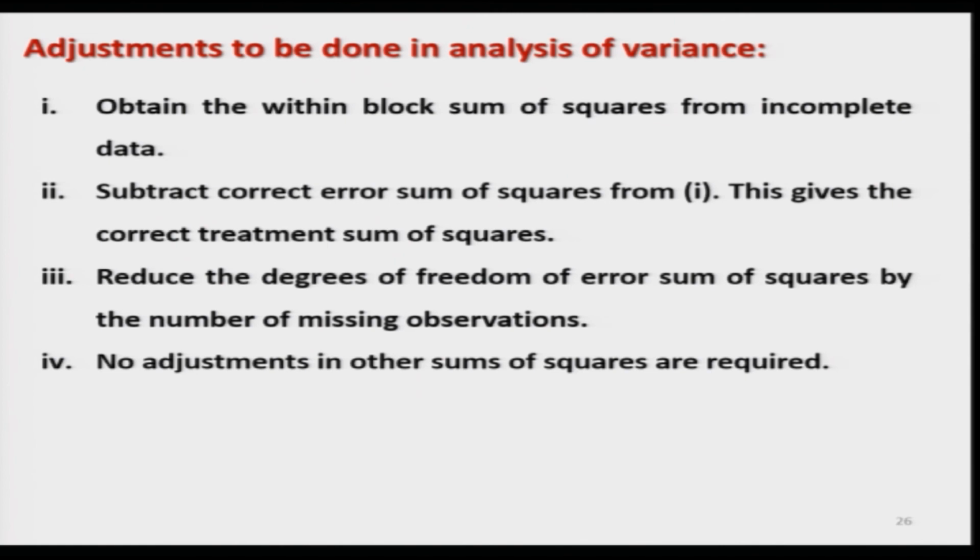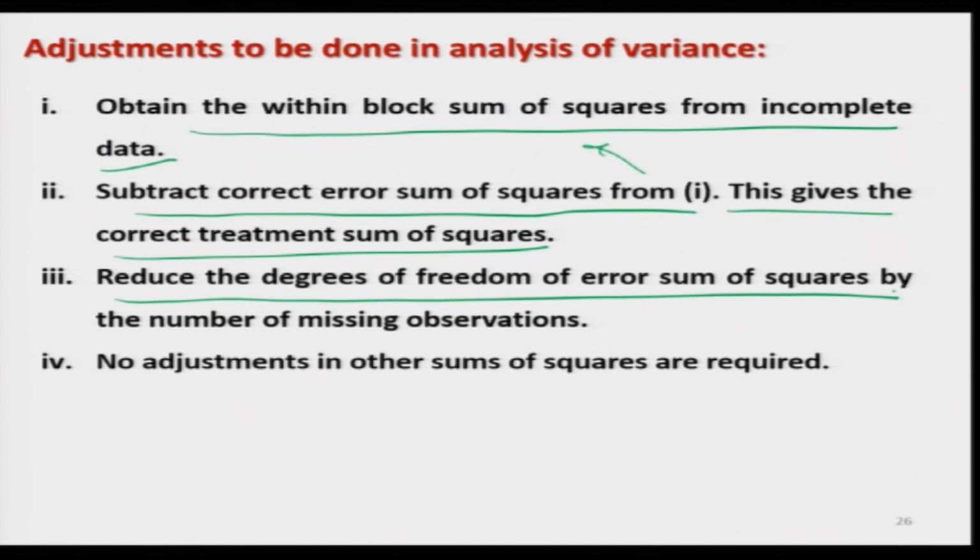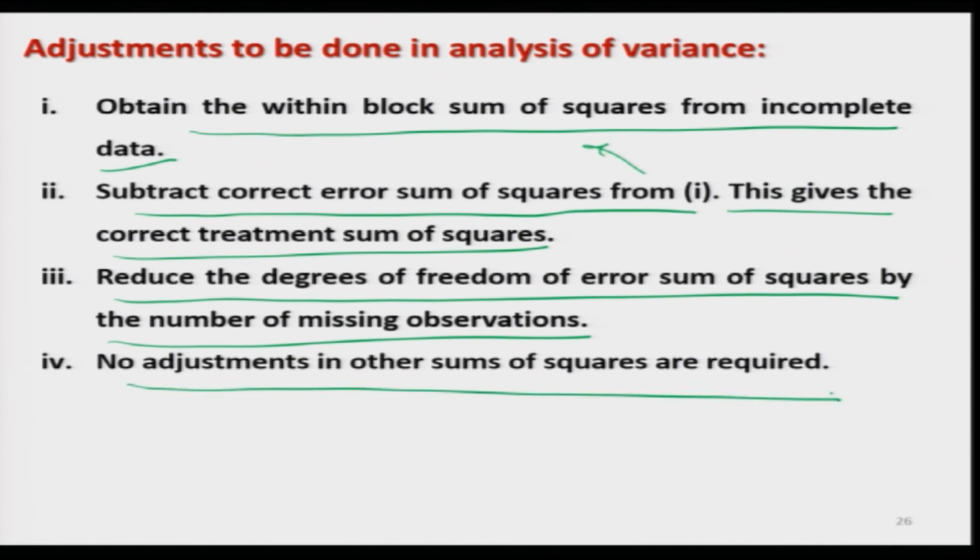Right. Now, what adjustments do you have to make in this analysis of variance? First, we have to obtain the within block sum of squares from the incomplete data, and then you have to subtract the correct error sum of squares from this one, and this will give us the correct treatment sum of squares. And then you have to reduce the degrees of freedom of error sum of squares by the number of missing observations, and no adjustment to other sums of squares is required, right. So, these are the adjustments that you have to make here.